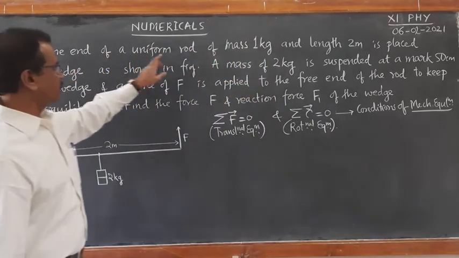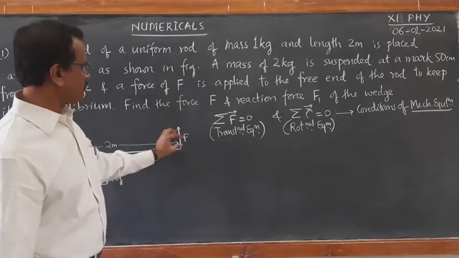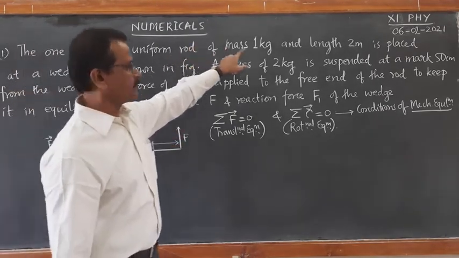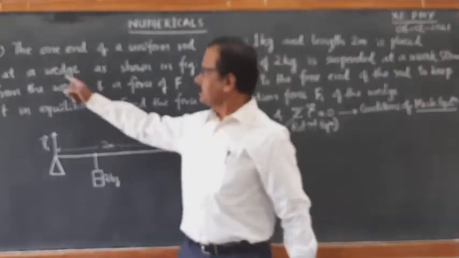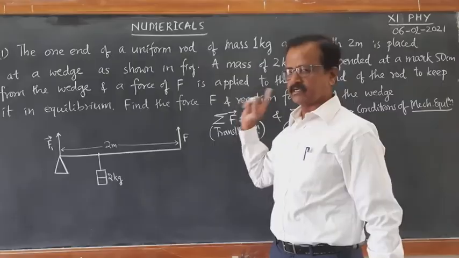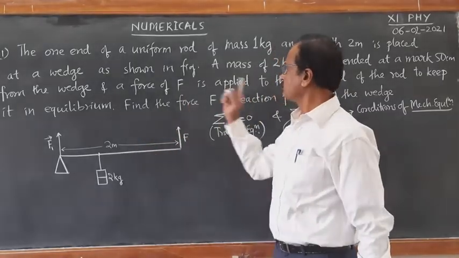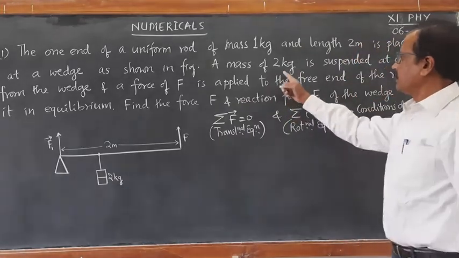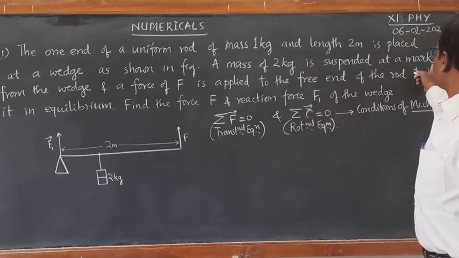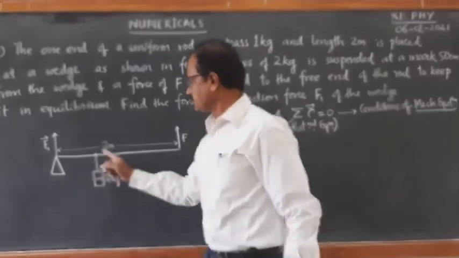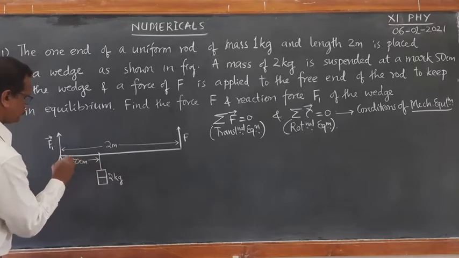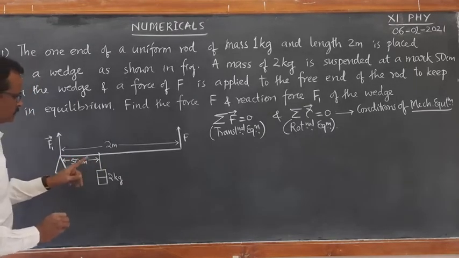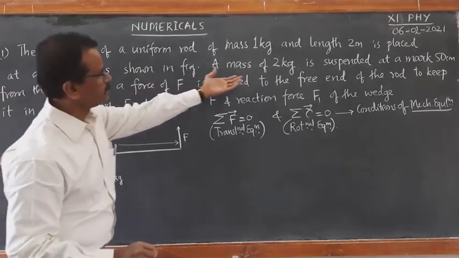The one end of a uniform rod of mass 1 kg and length 2 meter is placed at a wedge as shown in the figure. Then a mass of 2 kg is suspended at the mark of 50 centimeter from the wedge.